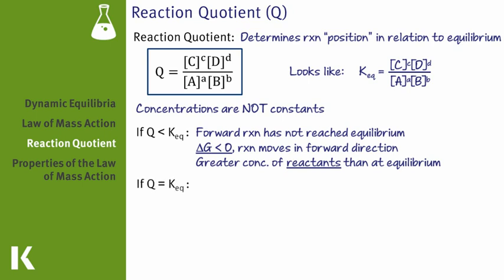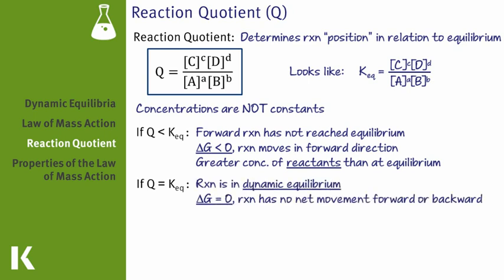What about if the reaction quotient is equal to the equilibrium constant? Well, this means that the reaction is in dynamic equilibrium. There is no change in Gibbs free energy because the reaction has no net movement in either a forward or a reverse direction, and the concentrations of the reactants and the products are not changing.